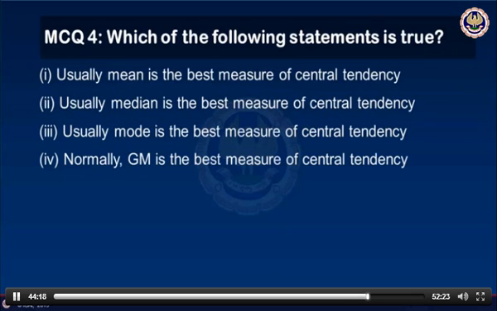Next, which of the following statements is true? Usually mean is the best measure of central tendency. Usually median is the best measure of central tendency. Usually mode is the best measure of central tendency. Normally GM is the best measure of central tendency. Among all these measures, mean is the best measure of central tendency.